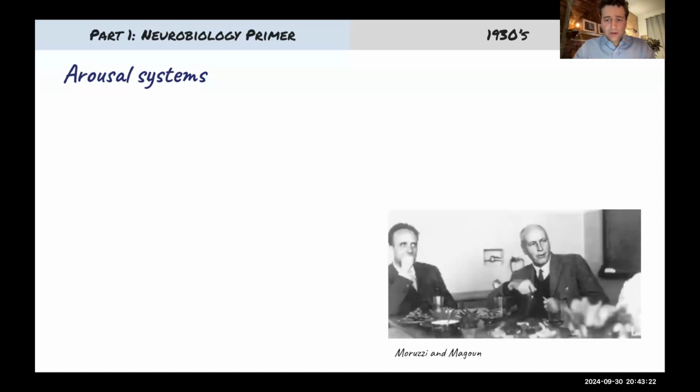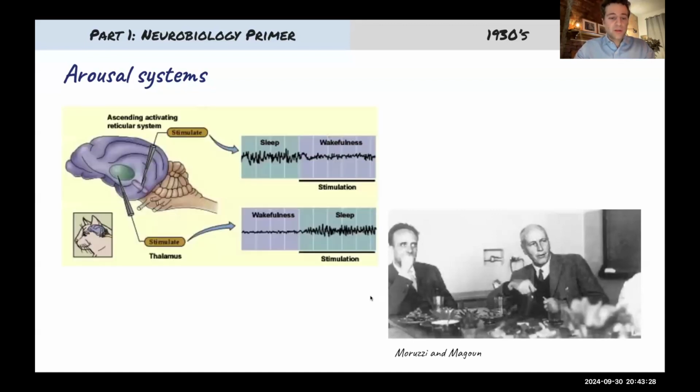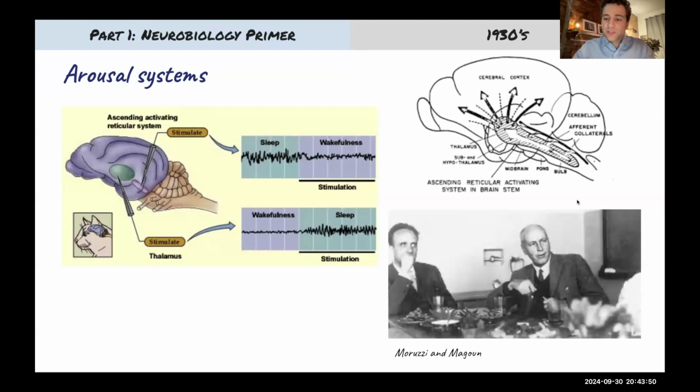The next discovery occurred in that same century using the same technology by a pair of scientists, Moruzzi and Magoun. In their experiments, they had a cat, they sedated the cat, and they connected the cat's head to EEG. And they probed and stimulated different regions of the brain to see what would happen. And as they stimulated one particular region of the brainstem, they found that the entire cortex lit up into a state of wakefulness. And this region became known as the reticular activating system.